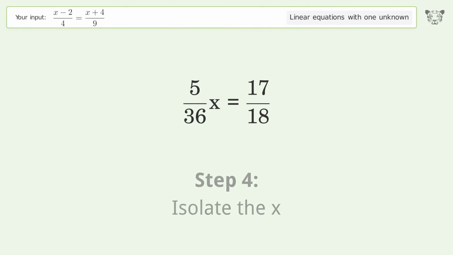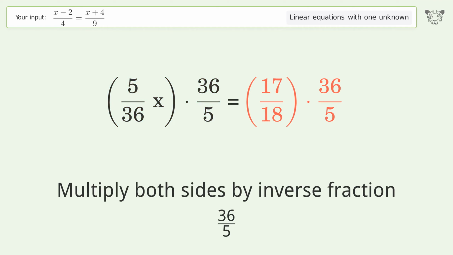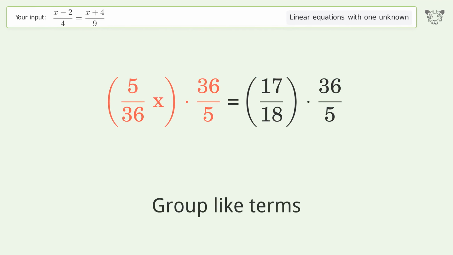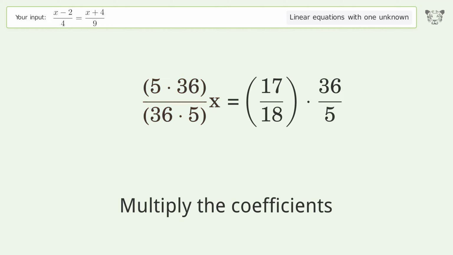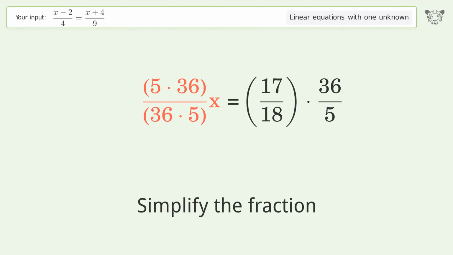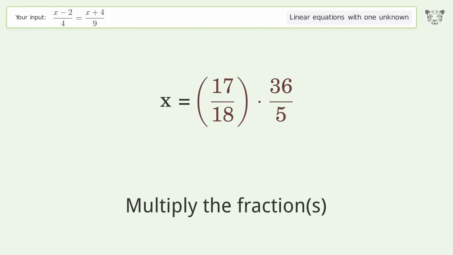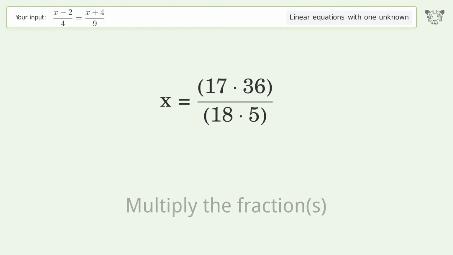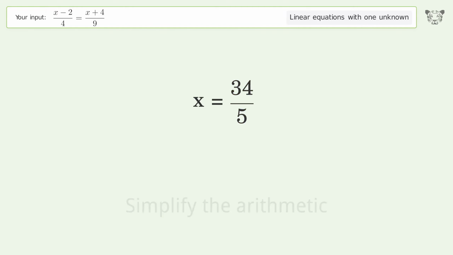Isolate the x. Multiply both sides by inverse fraction 36/5. Group like terms. Multiply the coefficients. Simplify the fraction. Multiply the fractions. Simplify the arithmetic. And so the final result is x equals 34/5.